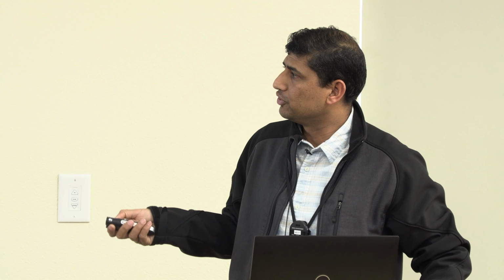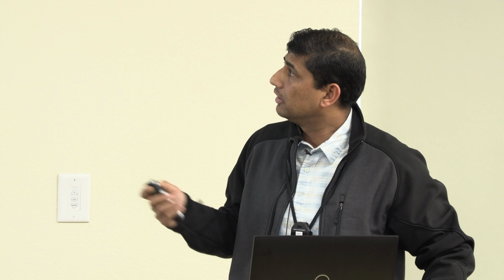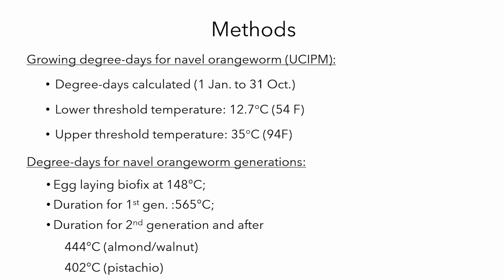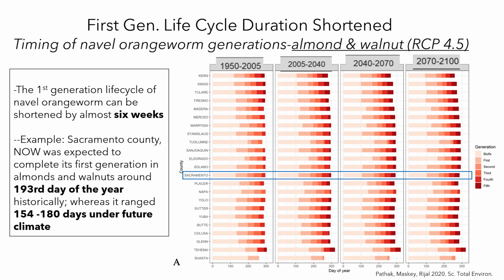We also produced heat maps using a technique called kriging. For this, we used published literature to calculate the degree days for navel orangeworm: minimum temperature, maximum temperature, and their generation times, first generation, second generation, third generation. These are all published data, and these are the ones we use to calculate navel orangeworm degree days on a regular basis.